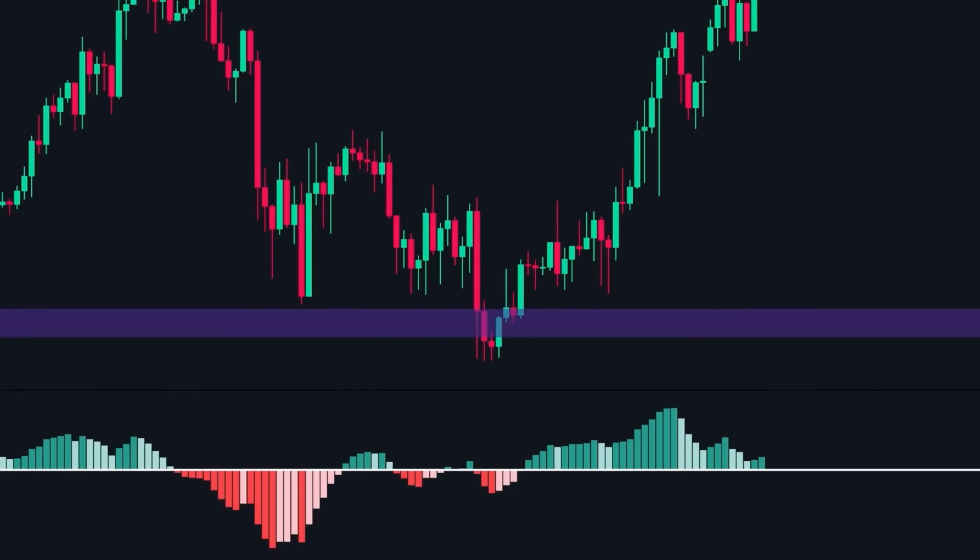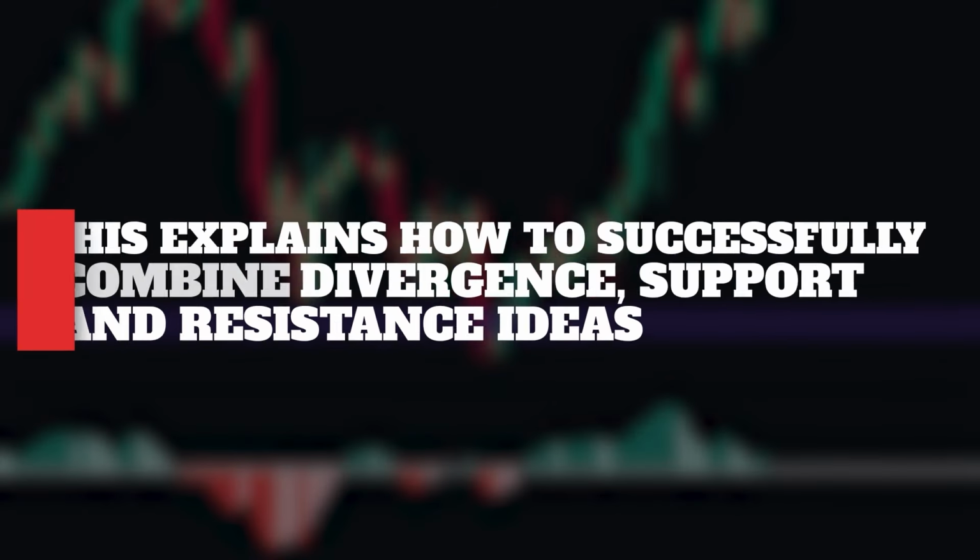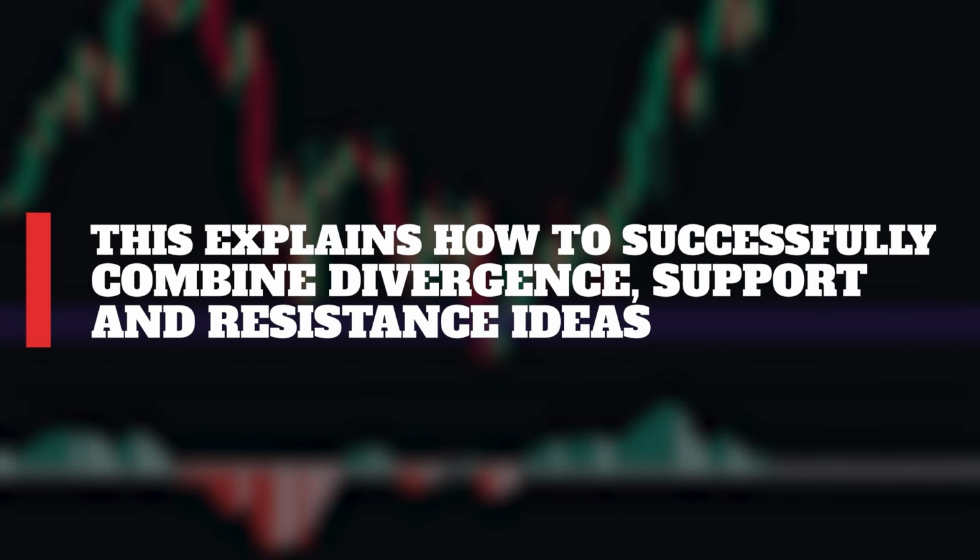We now mark the highest point between the MACD bottoms and draw a line at this bar. When the histogram breaks above this line, it indicates a buying opportunity. As a result, we initiated a buy trade here. As seen, the price thereafter rose and neared recent highs. This explains how to successfully combine divergence, support, and resistance ideas.